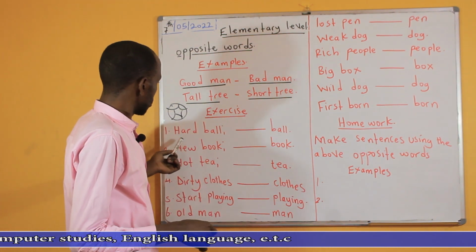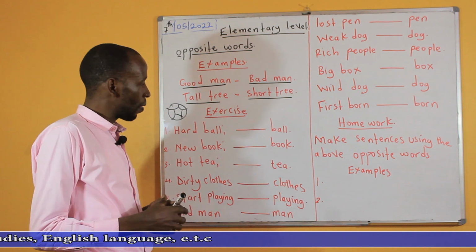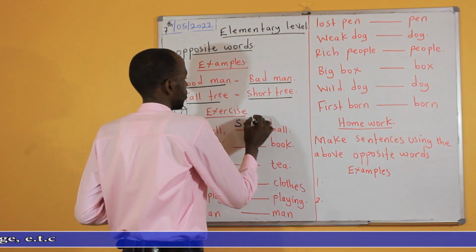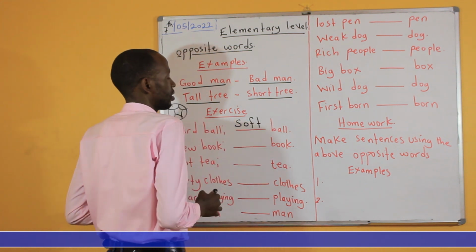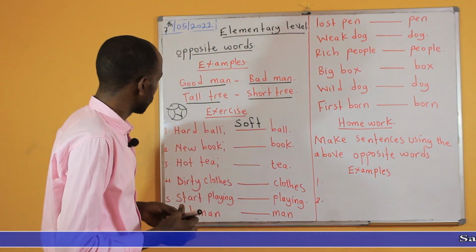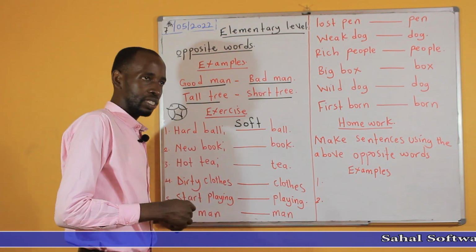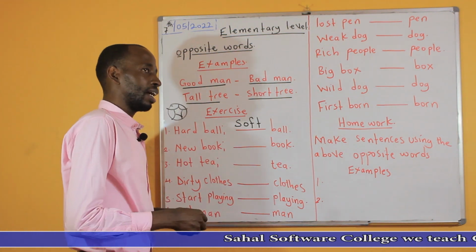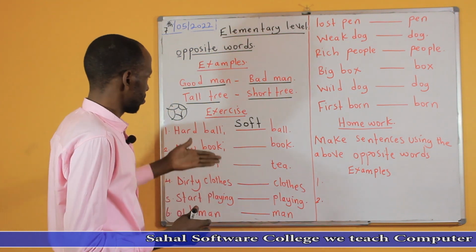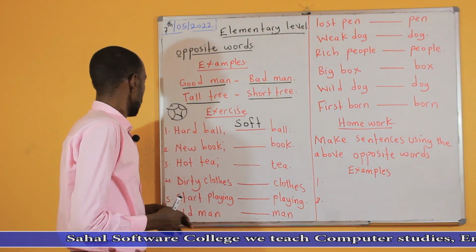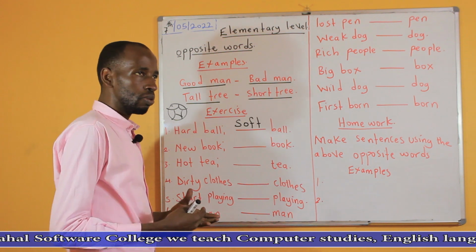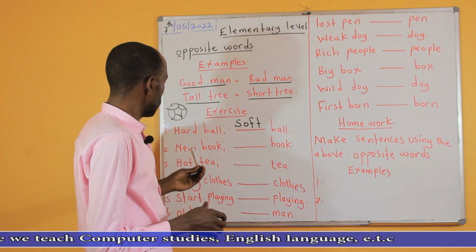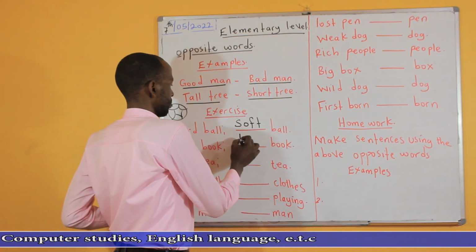So the opposite of hard ball is what? You can read it. Can you read it? The opposite of hard ball is soft ball. Hard ball, soft ball. So that's the opposite. It's very easy. New book, new. Opposite of new is what? Is old. So new book, old book.